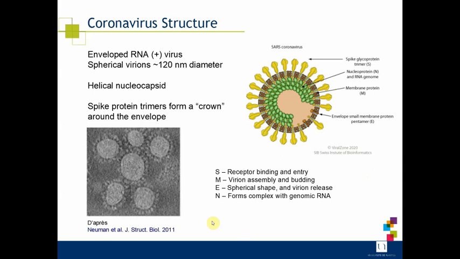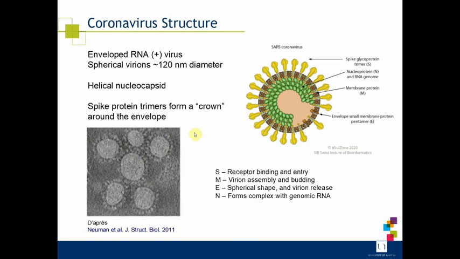Now, coronaviruses, a little bit about their structure. They are enveloped plus strand RNA viruses, and the virus particles look like this on electron microscopy. They have a spherical particle surrounded by a crown of spike glycoproteins. Their name comes from this morphology on electron microscopy.